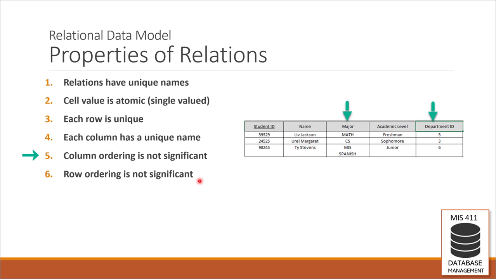Now, these are less restrictions and more just things that you should be aware of. In a relation, part of the understanding of a relation or definition of a relation is that the column ordering is not significant. That is to say, you shouldn't necessarily rely on, when you define the table, having defined major before or above, depending on how you look at it, academic level. It doesn't really matter. For all intents and purposes, you should just think of the columns as essentially unordered.